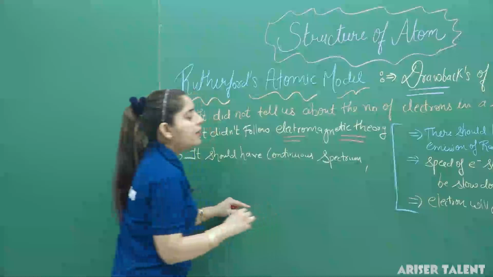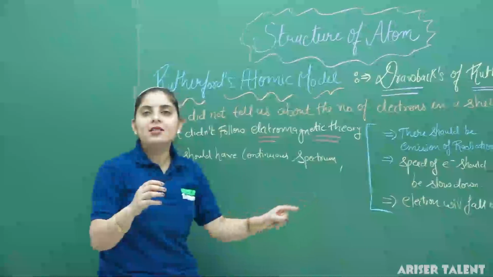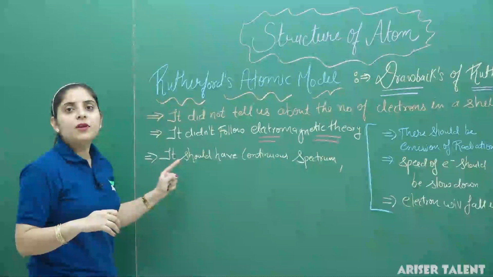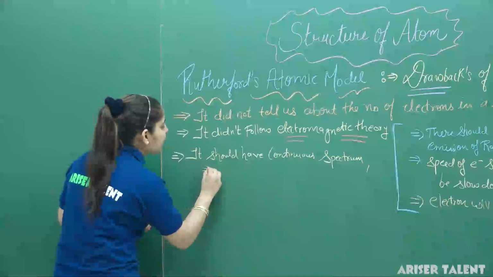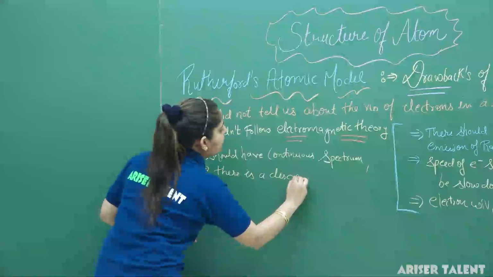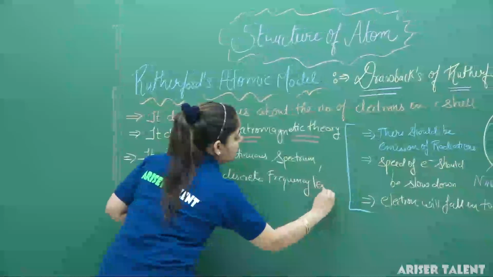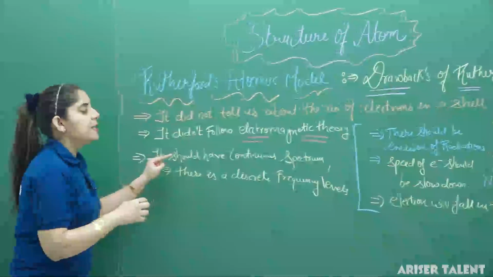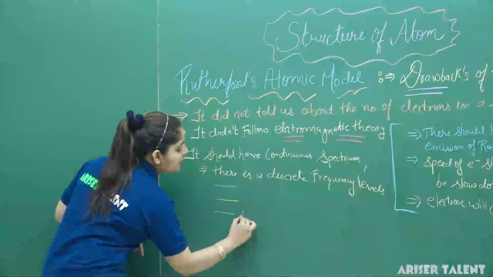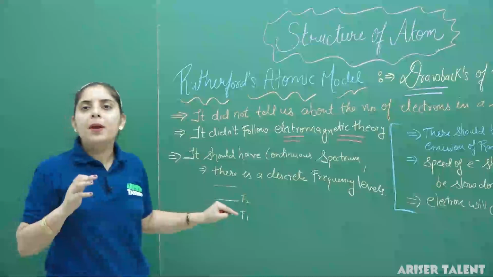But what actually happens when the spectrum of the emitted radiation of these particles is observed? There are definite, discrete frequency levels of radiations. The spectrum should be continuous, but in spite of that, we get discrete frequency levels like F1, F2. So this point was also not proved by Rutherford.